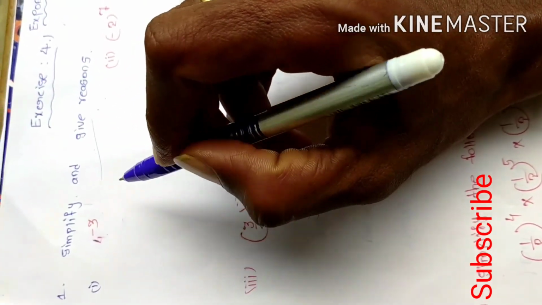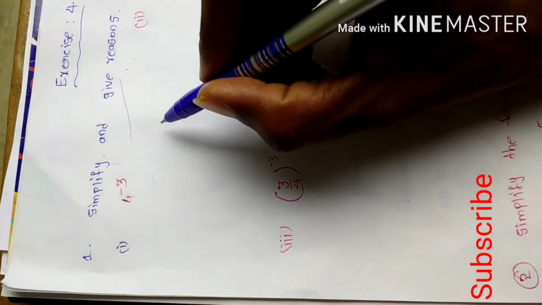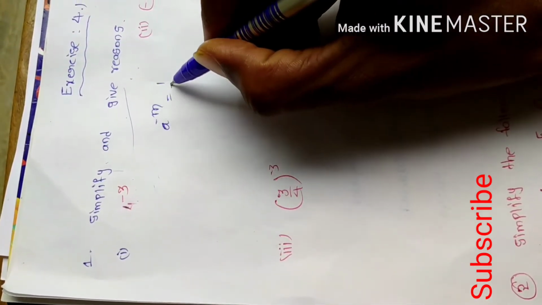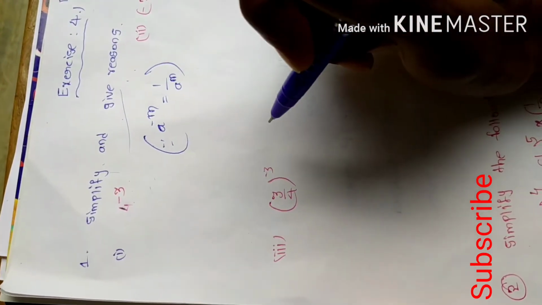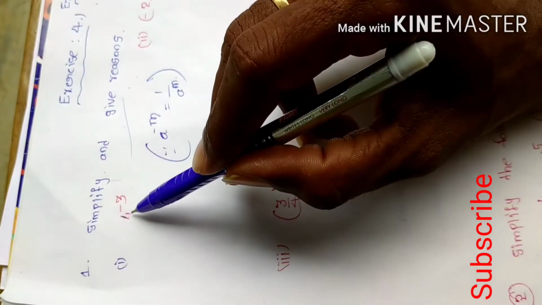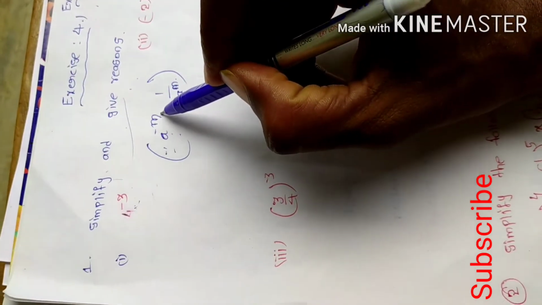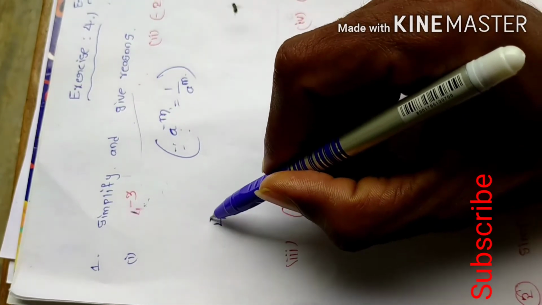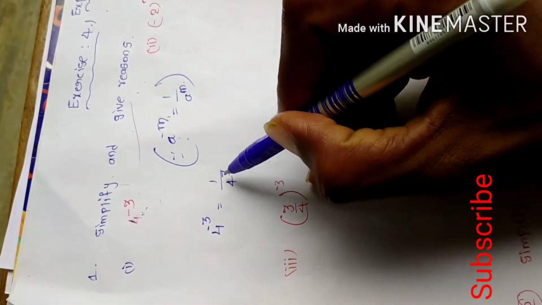How can you do it? First thing, here you know one formula: a to the power minus m is equal to 1 by a to the power m. Already you know this formula, or not? This problem is the same as a to the power minus m. That means I can write 4 to the power minus 3 is equal to 1 by 4 to the power 3.